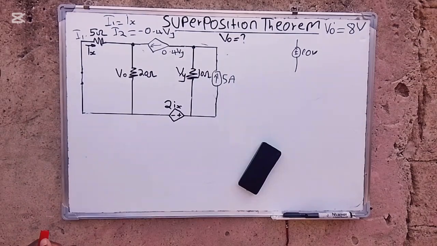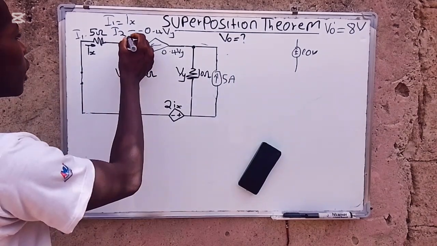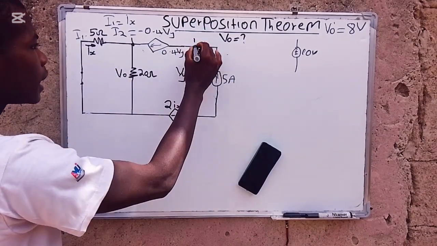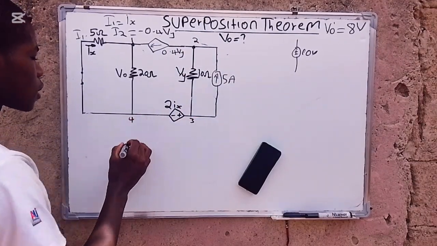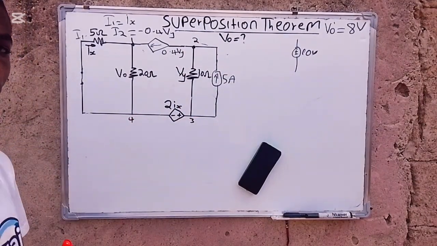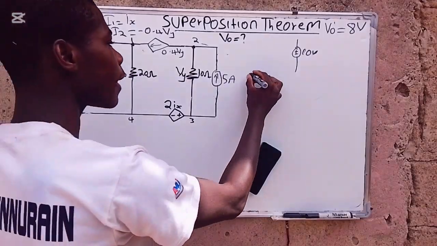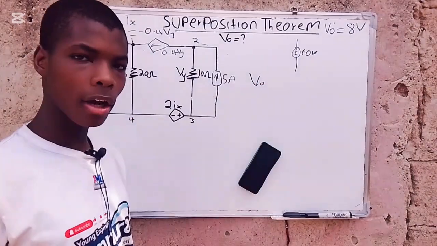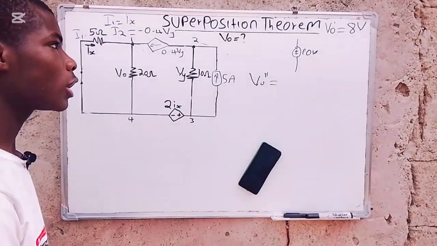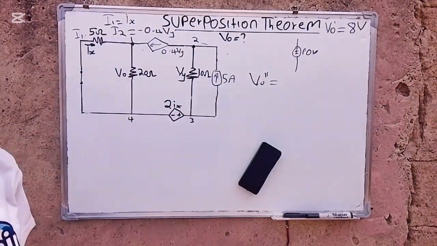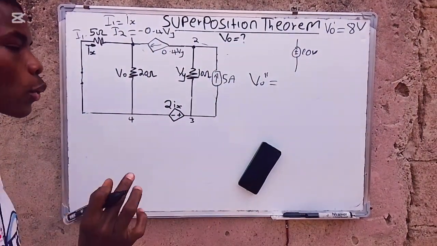Next, let me call this 1, let's call this 2, this 3, and this 4. And here we are going to find the current that we will use to find this V double prime, so that we can sum them and get our value of V0. This is what I mean.